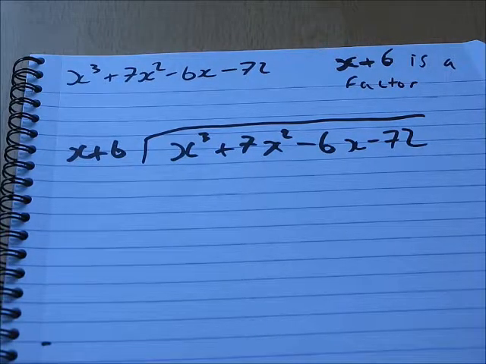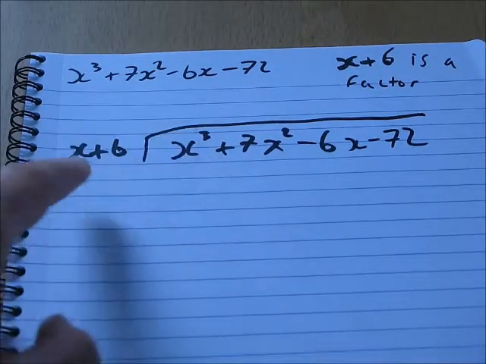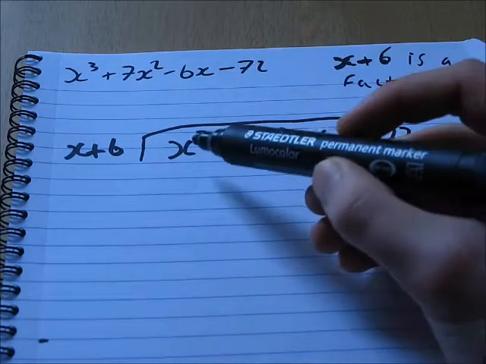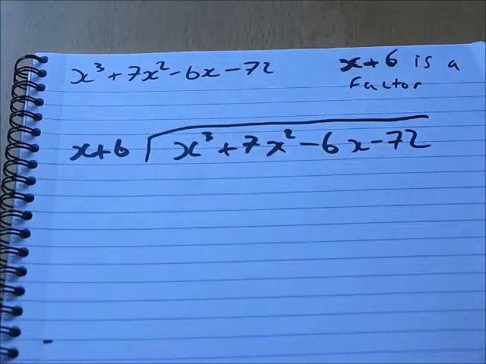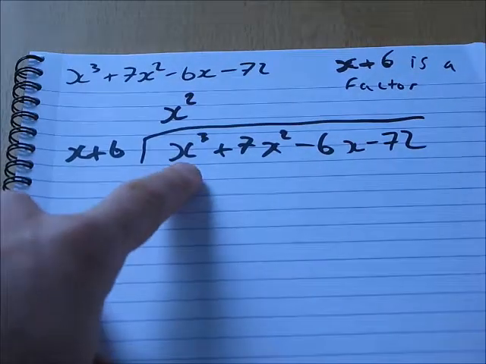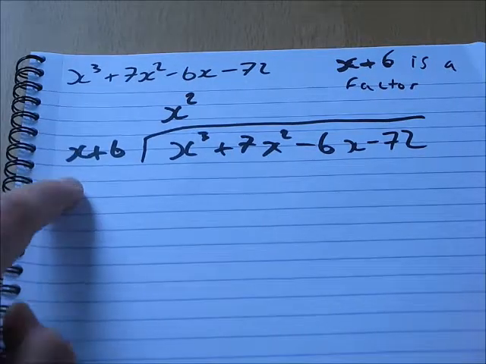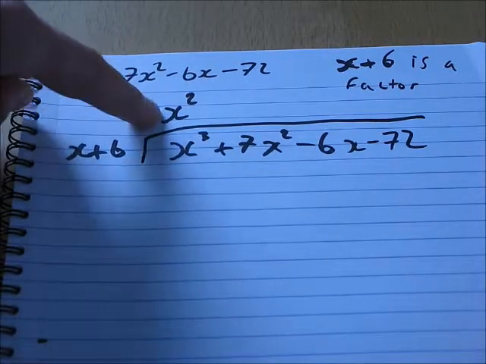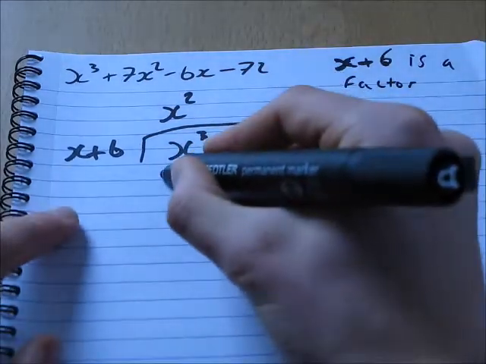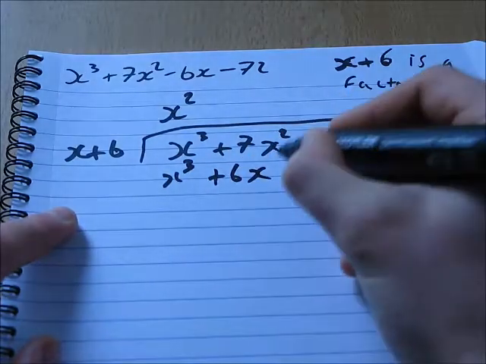So the way we're going to start this off is that all you're doing is dividing this by x plus 6. So it's just how you would think it would be. You do x cubed divided by x, and that gives you your first term, which is x squared. So you just divide the first number in the frame by the x, not the x plus 6, just the x. And then you're going to want to times the x squared by this x plus 6, and you'll get x cubed plus 6x squared.